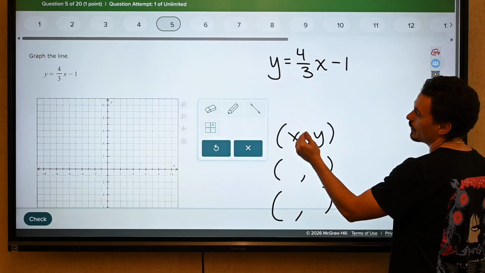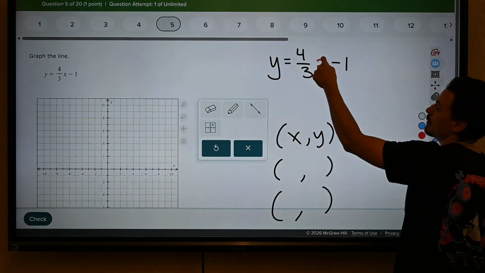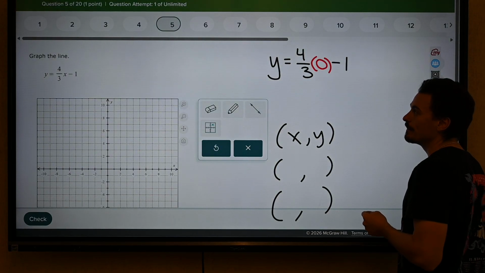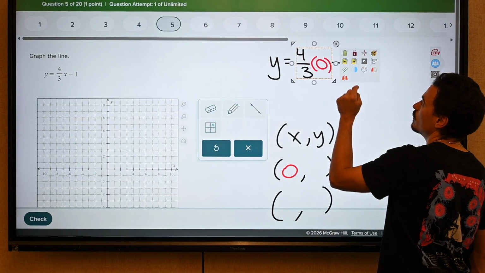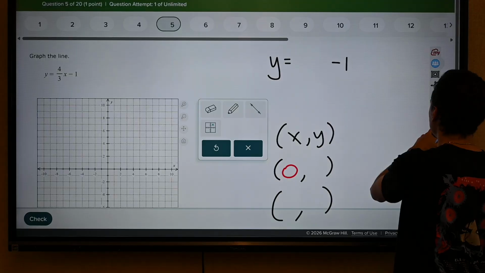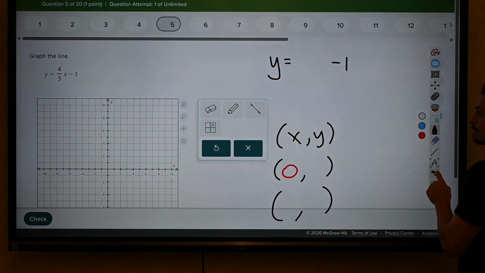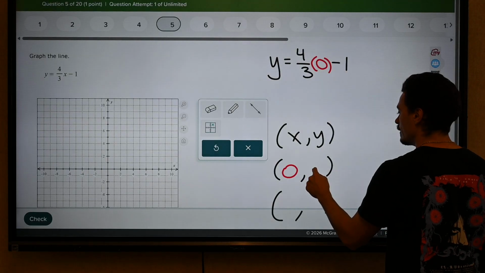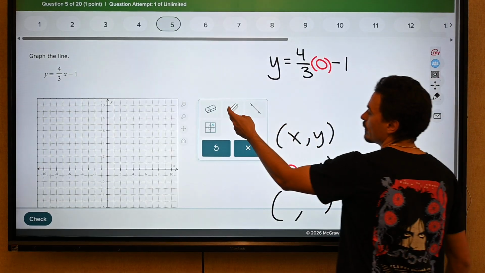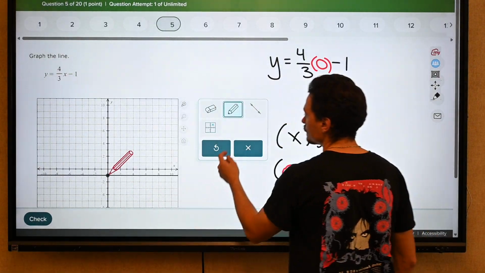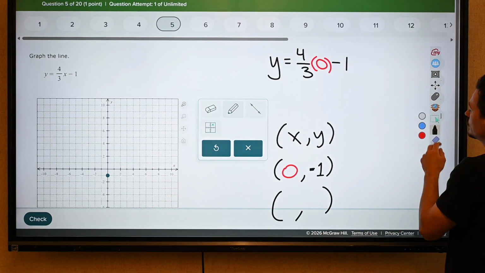So the first x value I'm going to choose is 0. I'm going to replace that x with a 0. When I make that a 0, this term will go away, and I get y equals negative 1. So I get negative 1 as my y value when x is 0. That's the point right here: 0, negative 1.